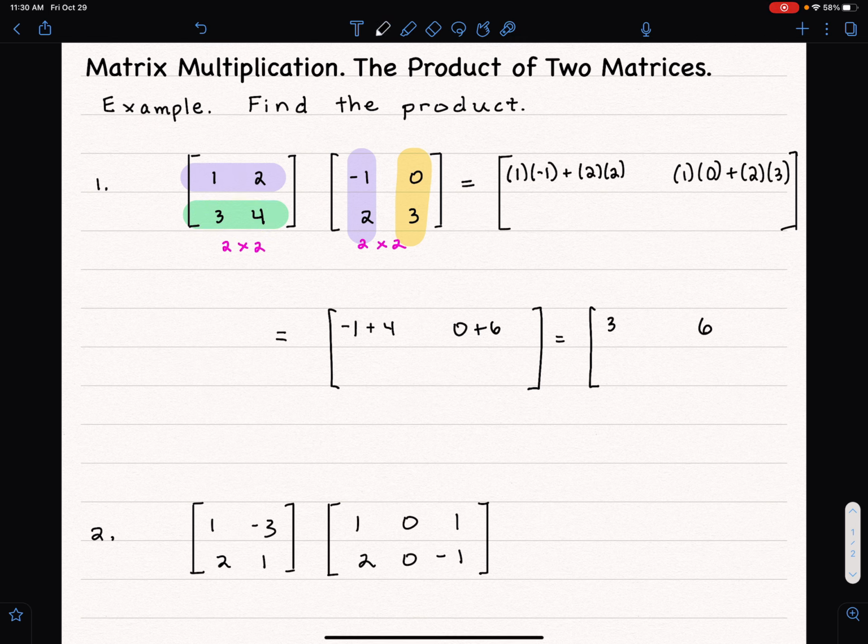All right, so I'm going to get 3 times -1. Okay, what's that? 3 times -1, plus 4 times 2.